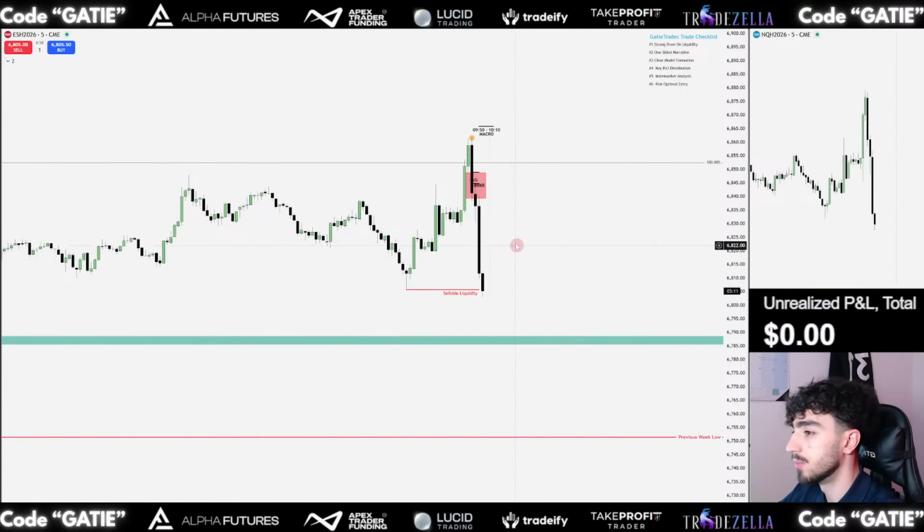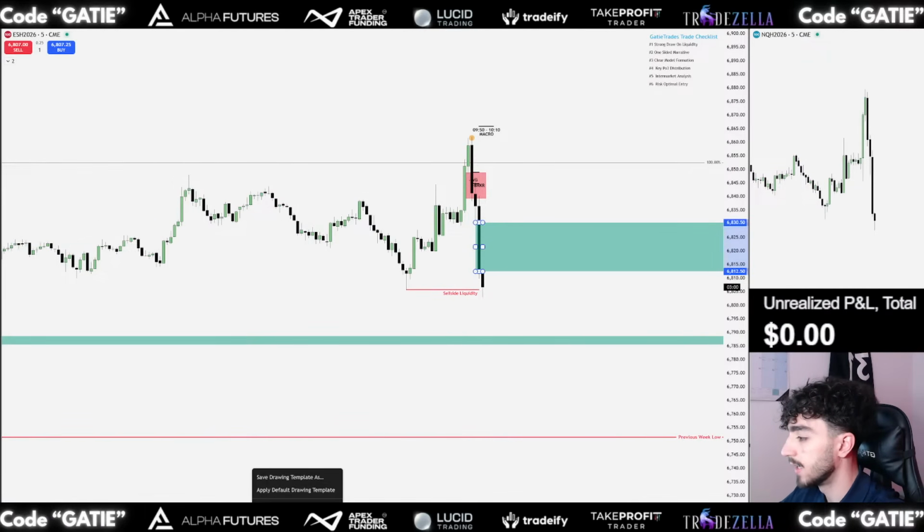The question is 5-minute Silver Bullet protraction. Yeah, we can look for the 5-minute gap here. We can look for this 5-minute gap to potentially offer a setup that's worth taking.